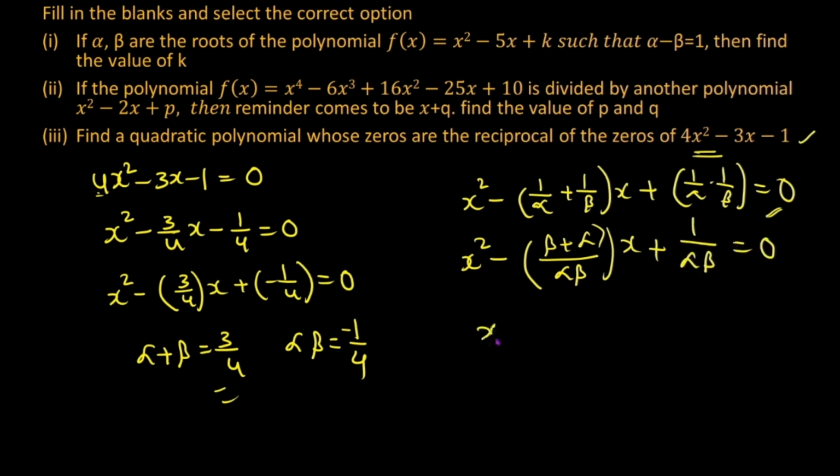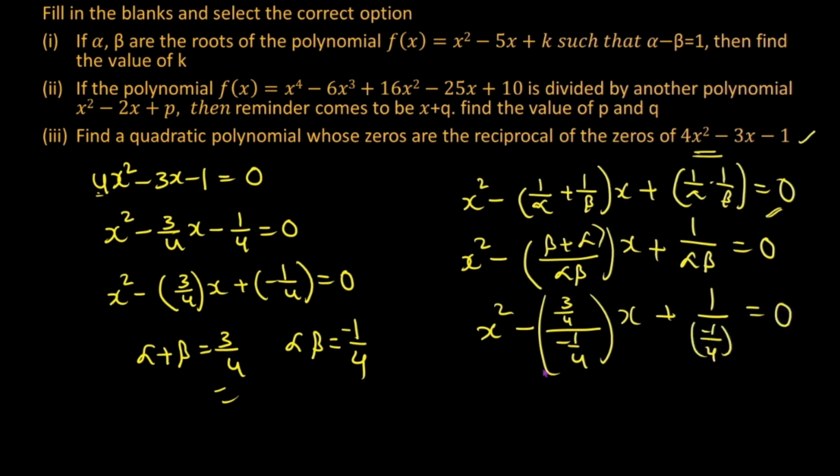So x square minus, what is alpha plus beta here? It is 3 by 4. What is alpha beta here? Minus 1 by 4. x plus 1 by alpha beta, which is minus 1 by 4, equal to 0. Here the 4s get cancelled, the minuses get cancelled, so x square plus 3x, and the 4 goes up, so minus 4 equal to 0. So we can solve it this way or that way.